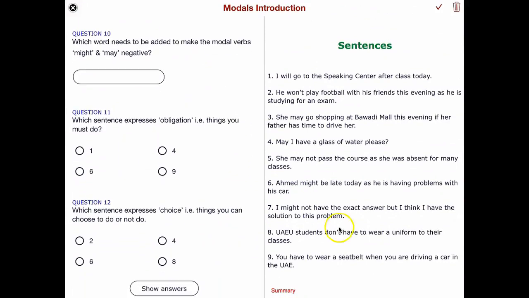Okay, and which word do we need to add to make might and may negative? And it's this one right here. And you want to focus on where that goes. It goes between the modal and the main verb. So right in there is not.